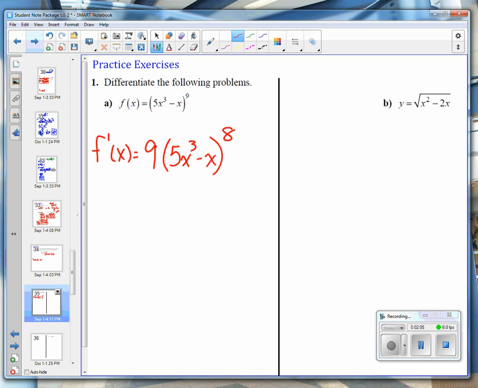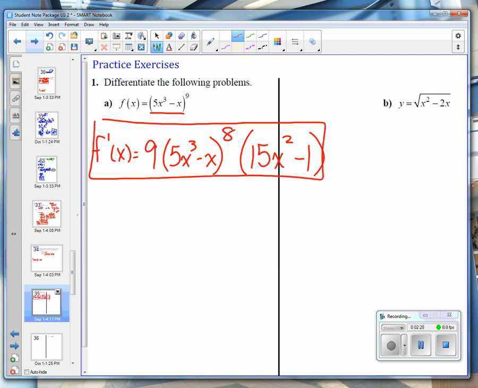But what we are going to do now is multiply by the derivative of the inside. So outside in. So the derivative of the inside is going to be 15x squared minus 1. So you guys can see we deal with the outside in literally, and then we take the derivative of the inside and multiply it together. Now we're lucky because in this one, we're pretty much done. There's no simplifying that can be done. Let's take a look at the next one.